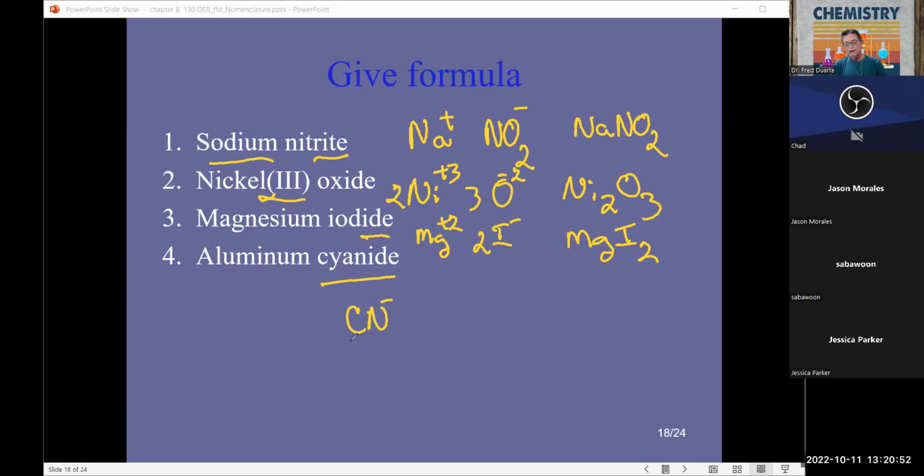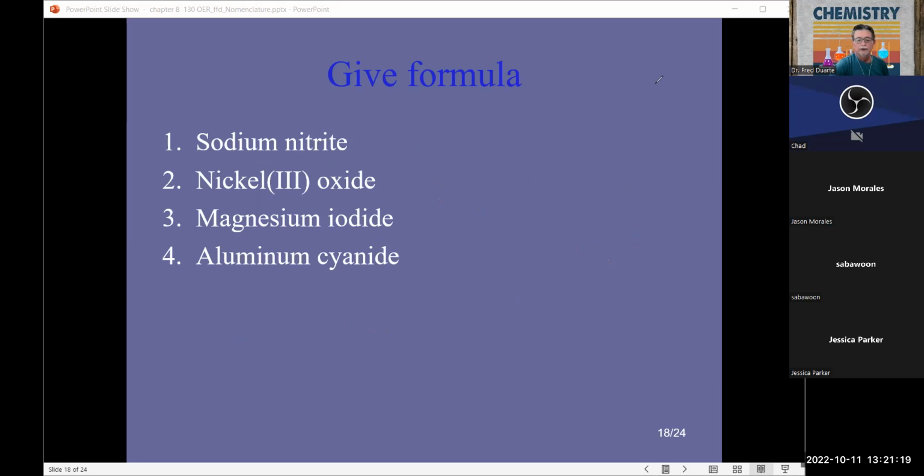All right, the cyanide, that is a polyatomic ion. It has a -1 charge, CN -1. Aluminum always has a +3. That means we need 3 cyanides for every aluminum ion. So the formula becomes aluminum, Al, parentheses CN, subscript 3. Okay.